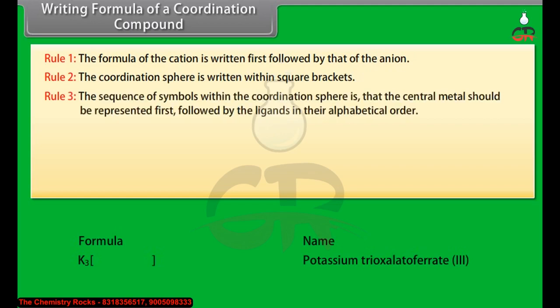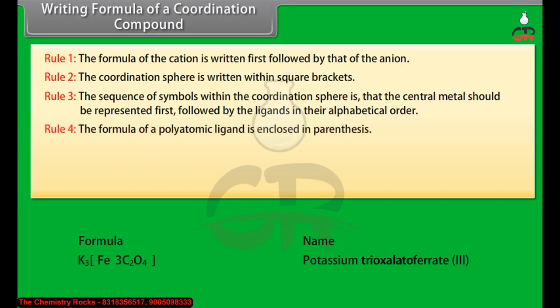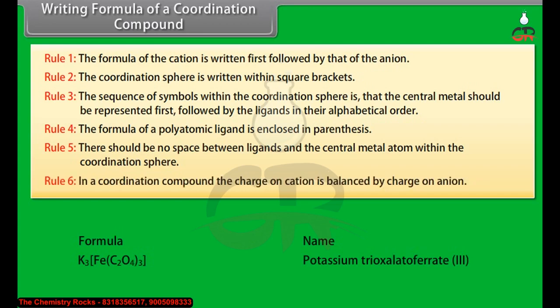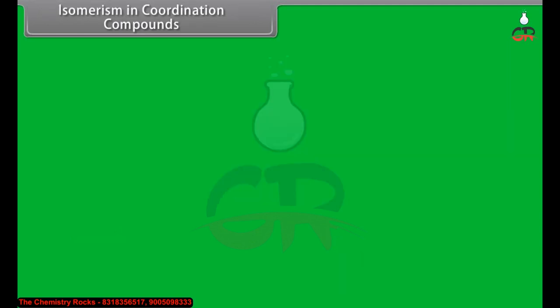Rule 3. The sequence of symbols within the coordination sphere is that the central metal should be represented first, followed by the ligands in their alphabetical order. Rule 4. The formula of a polyatomic ligand is enclosed in parentheses. Rule 5. There should be no space between ligands and the central metal atom within the coordination sphere. Rule 6. In a coordination compound, the charge on the cation is balanced by the charge on the anion.